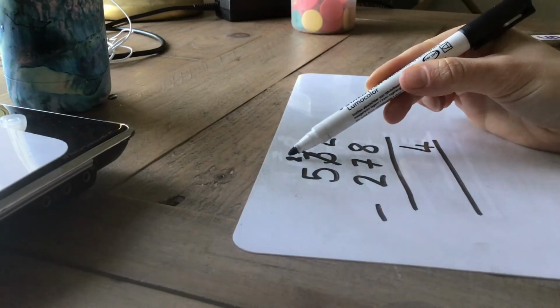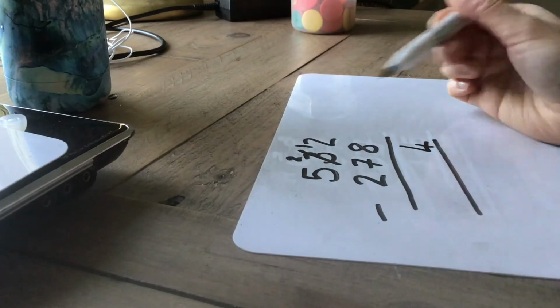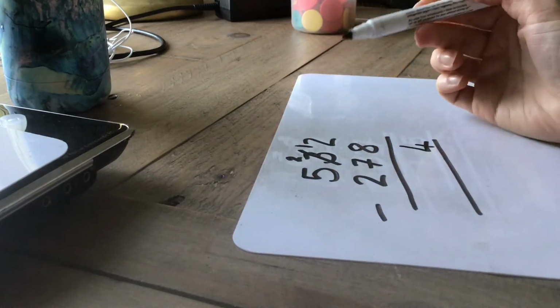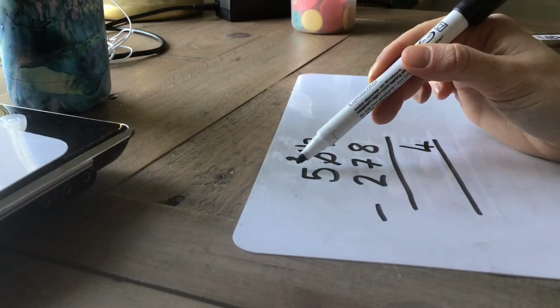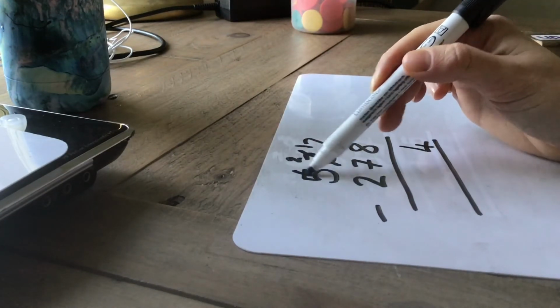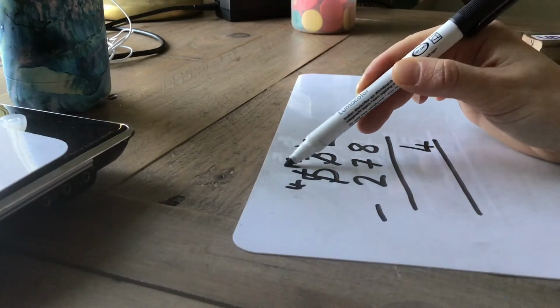Now we've got 20 here. And we can't do 20 take away 7. Sorry, 20 take away 70. We can't do that. So we're going to have to now exchange from the hundreds. So 500 becomes 400, and we move that 100 over there.